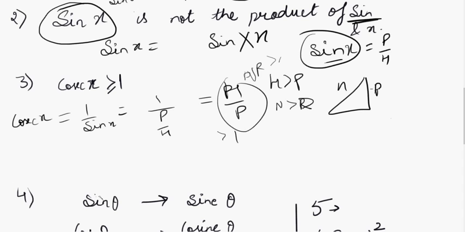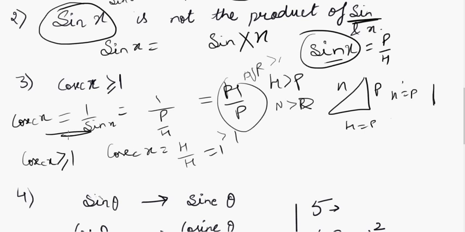But in a particular case, when h equal to p, that is a triangle of something like this, which is not actually a real triangle, then h will be equal to p, and we will get cosecant x equal to h over h, that is 1. Thus cosecant x is greater than equal to 1 by these 2 points.